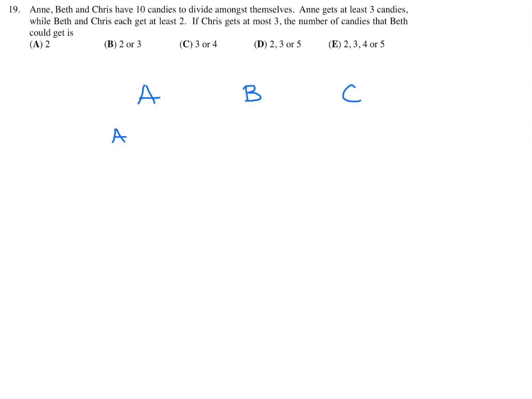And Anne gets at least 3 candies. So she's greater than or equal to 3 in terms of how many candies she gets. Beth is greater than or equal to 2. And Chris is also greater than or equal to 2. But he gets at most 3. So he's got a boundary there. So for C, it looks like the only possible choices are 2 and 3.